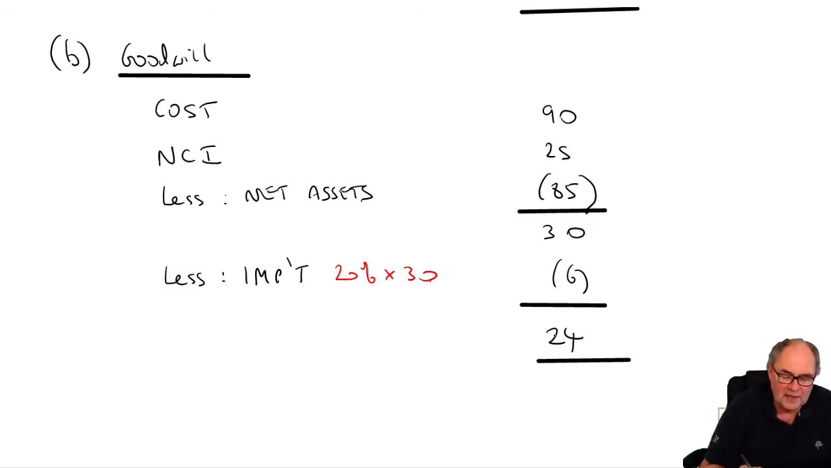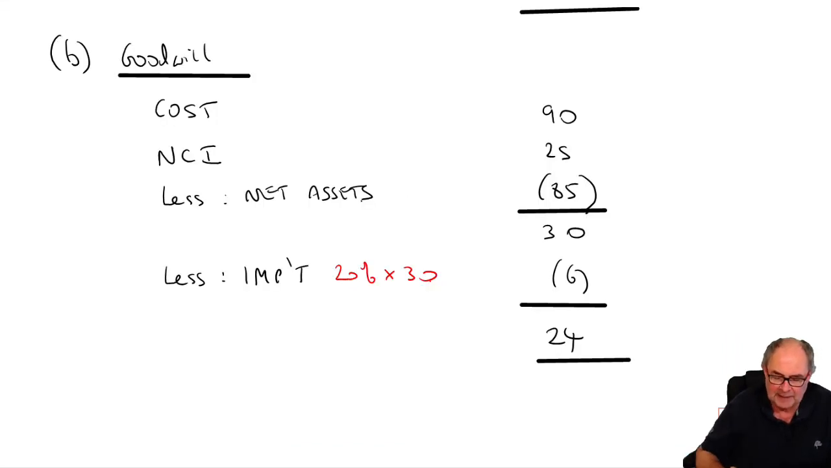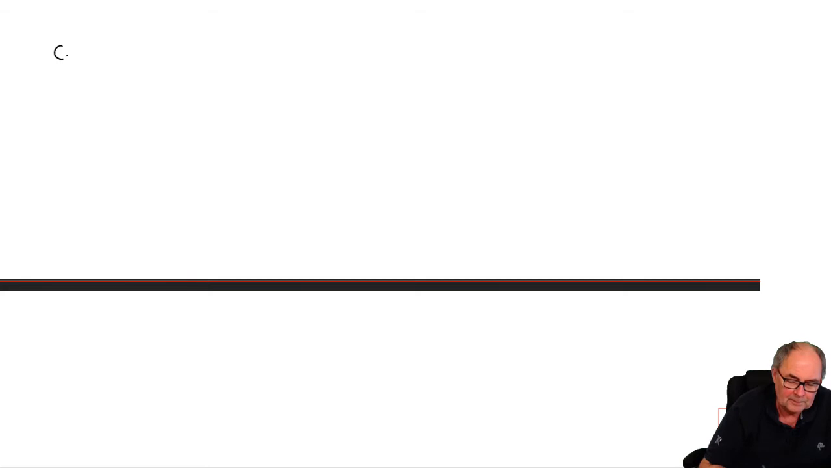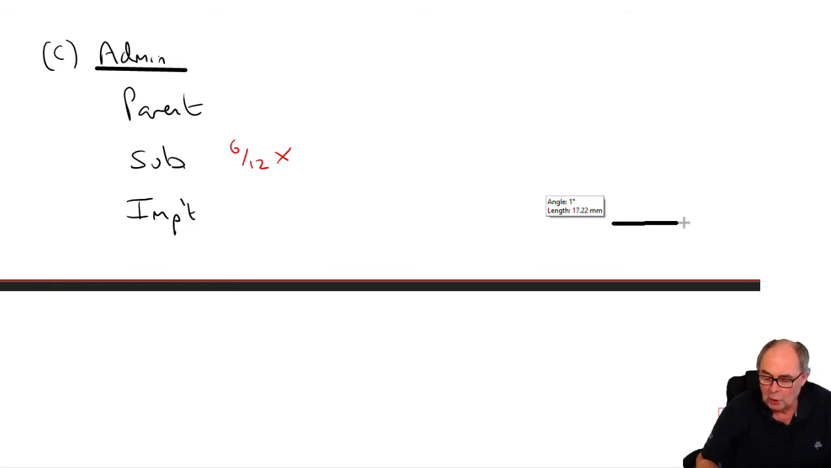Let's see what the next requirement is. Group admin expenses. Again, like the revenue, this, isn't it? You've got the parent. You've got the subsidiary, but the subsidiary is only a subsidiary for 6 months, so that will be 6/12 of something. The other thing that you've got is the impairment. These numbers are all expenses, that all debit, so we need to add them together.